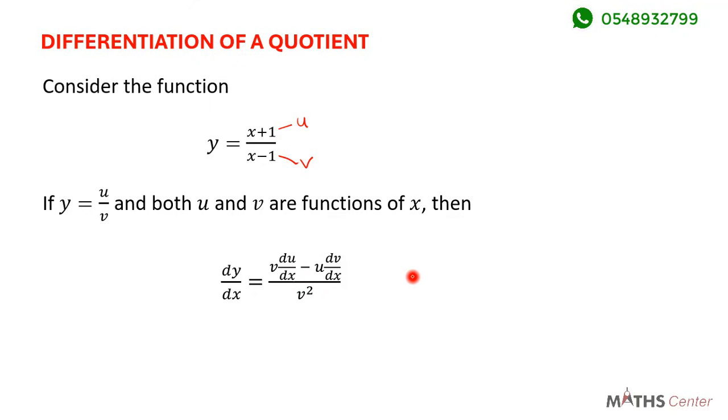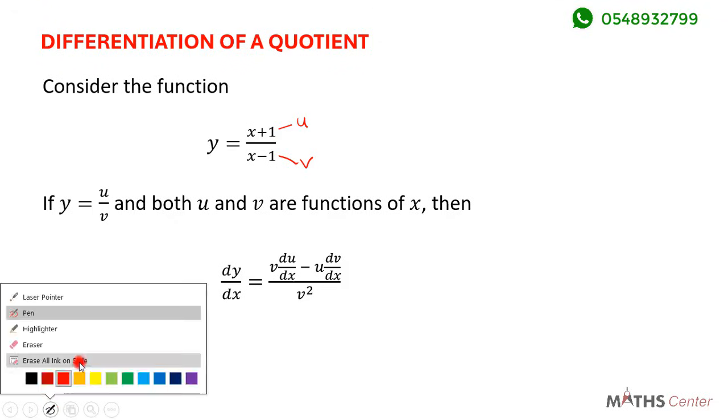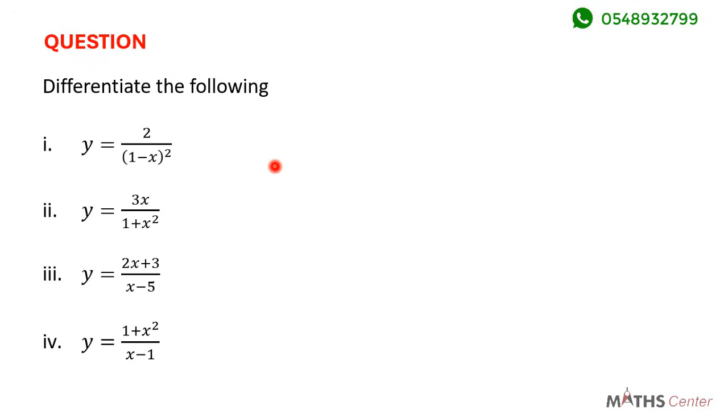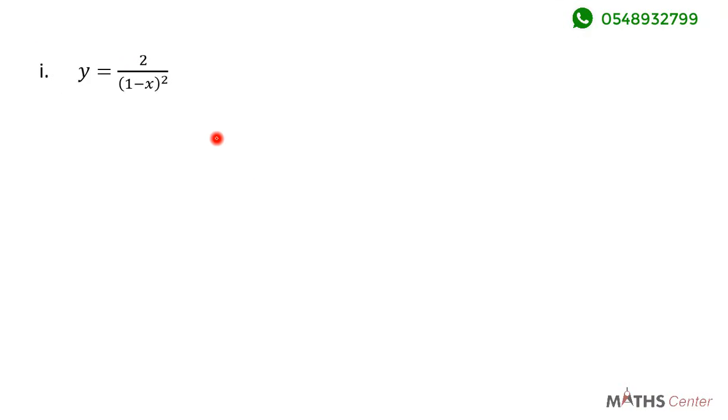Okay, let's apply this to solve some questions. We have 4 questions here. We will take it one after the other. Let's consider the first one. y is equal to 2 divided by 1 minus x squared. The quotient rule is dy/dx is equal to v du/dx minus u dv/dx divided by v squared. The numerator is u and the denominator is v.